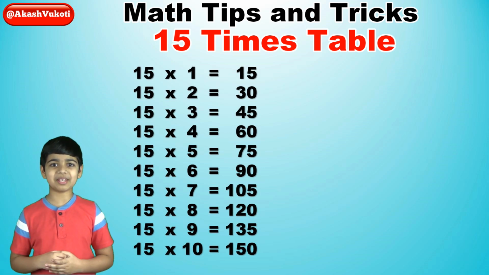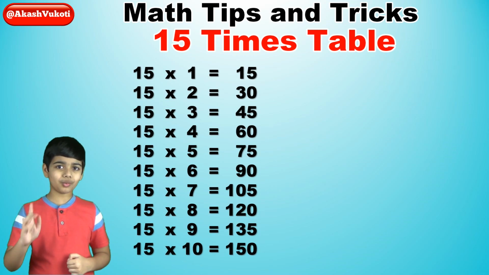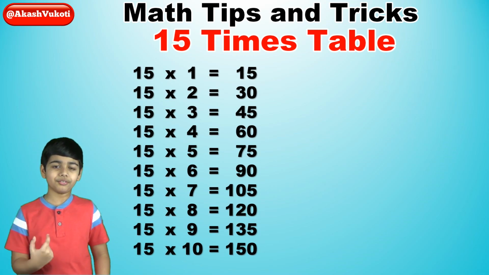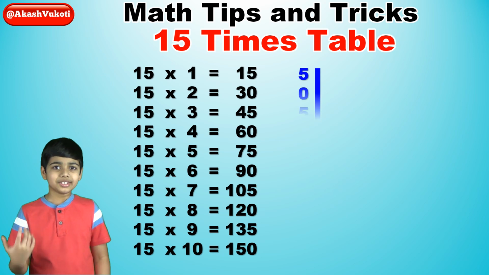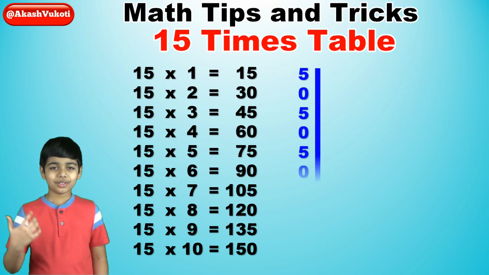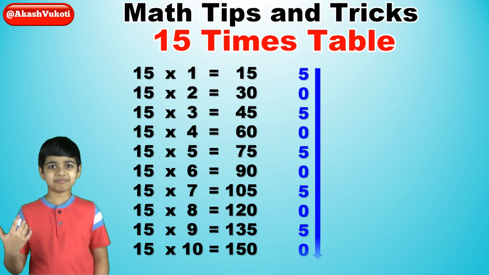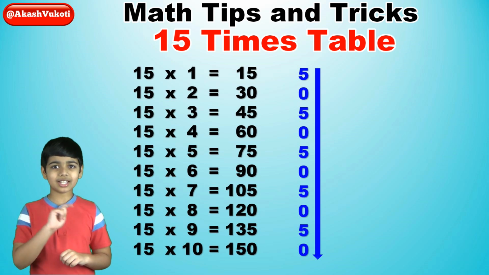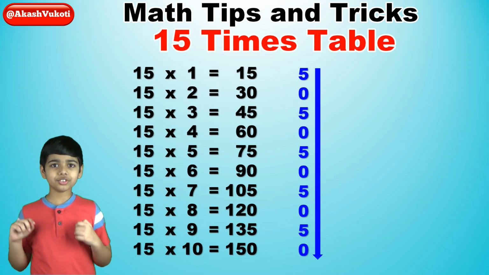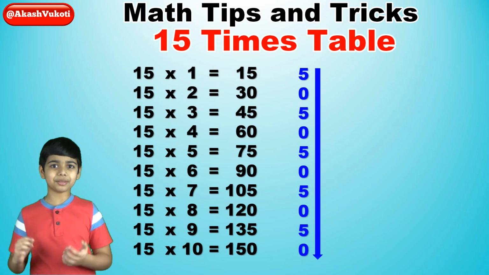Now, we can begin. First, for the ones digits, we'll just write 5, 0, 5, 0, 5, 0, 5, 0, 5, 0. Simple. Next, for the tens digits, we'll just follow a quick and easy procedure.